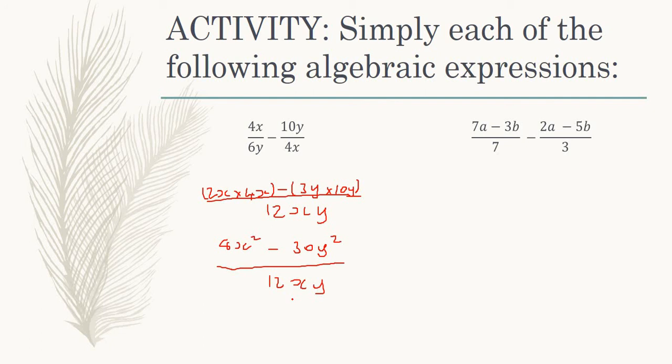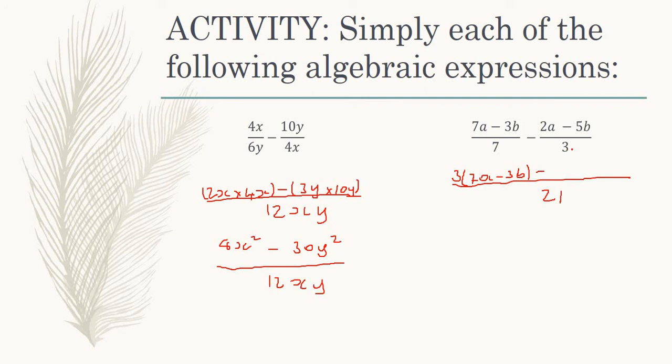Now for the next one, we have 7a minus 3b over 7, subtract 2a minus 5b over 3. Again, find our common denominator. So the common denominator of 3 and 7, that's going to be 21. Take 7 to divide 21, that's going to give us 3. Take the 3 that we get to multiply our numerator, which is 7a minus 3b. Close back our bracket, put back our subtraction.